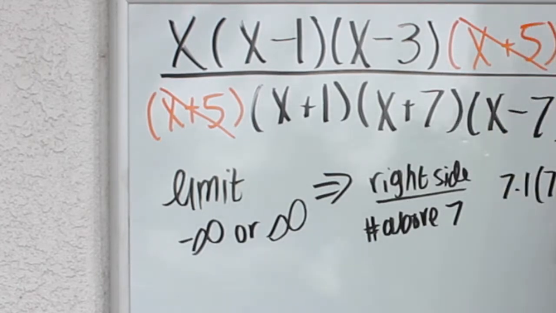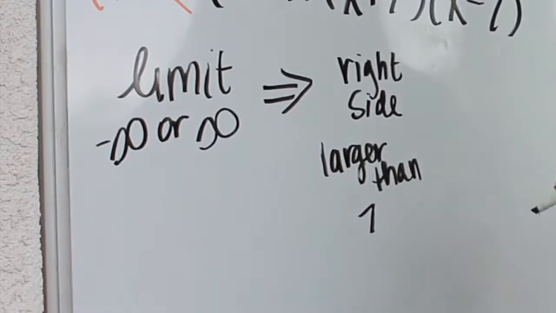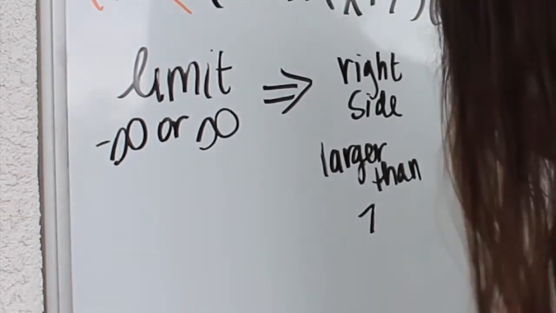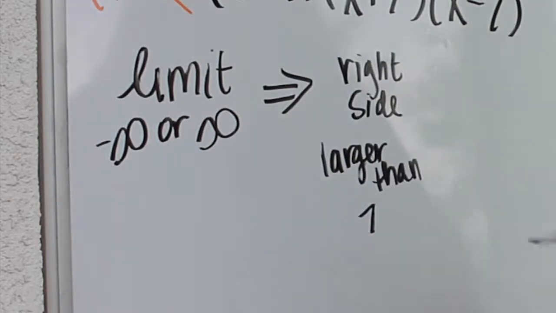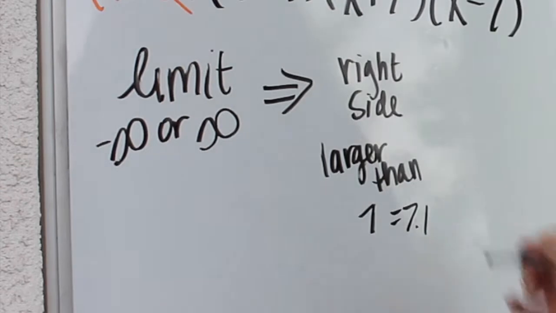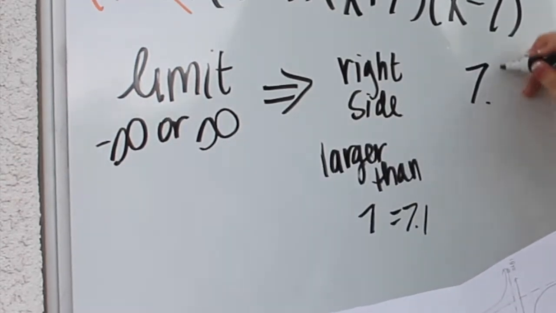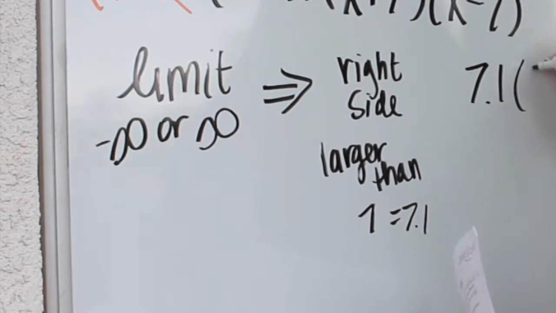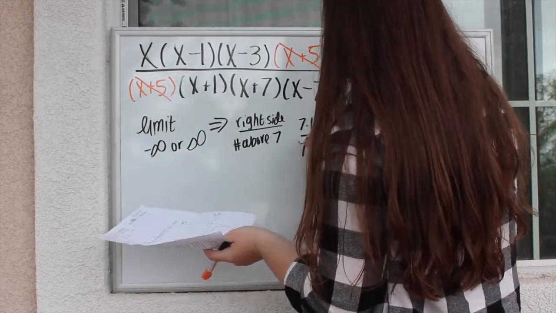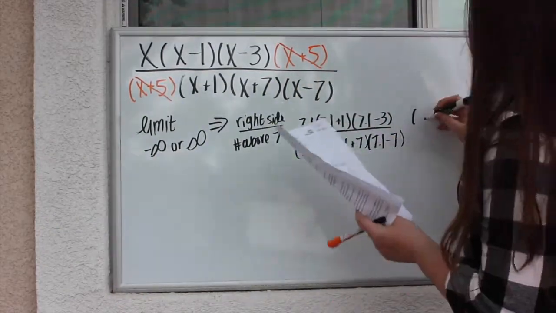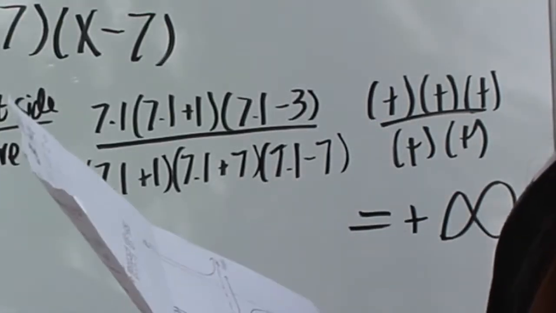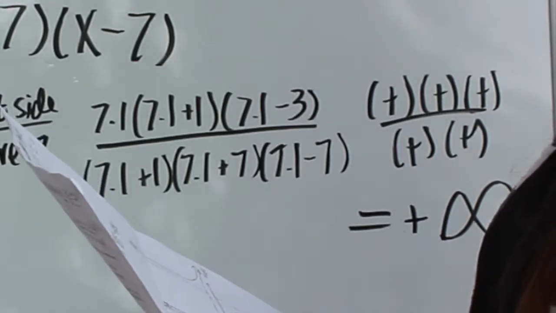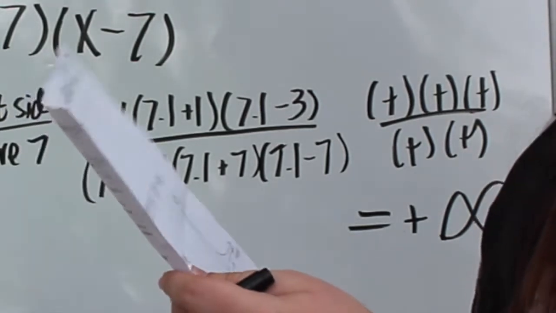In order to find where your limit lies, we'll be looking at the right side of our problem. We will choose one of the sections of the denominator, and in our problem we will use the x equals 7. We want to find a number that is slightly larger than positive 7, which in this case we'll use 7.1. Whenever we do this, we will simply plug in 7.1 to each x variable in our original problem. So we will have 7.1 and then 7.1 plus 1 and 7.1 minus 3 in our numerator. And in the denominator, we will have 7.1 plus 7, 7.1 minus 7, and 7.1 plus 1.